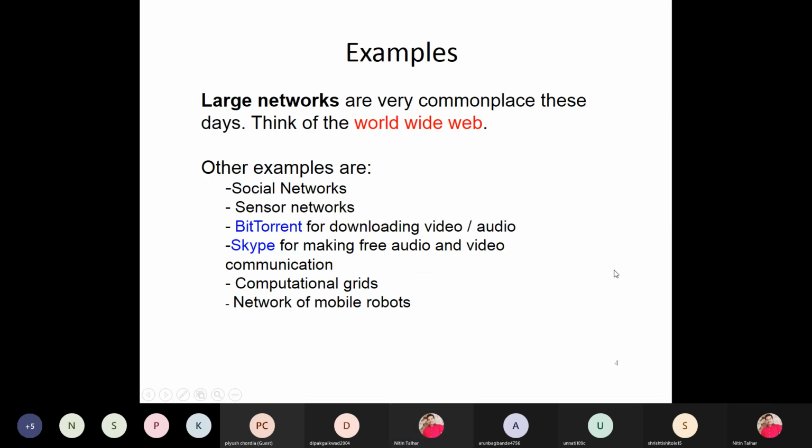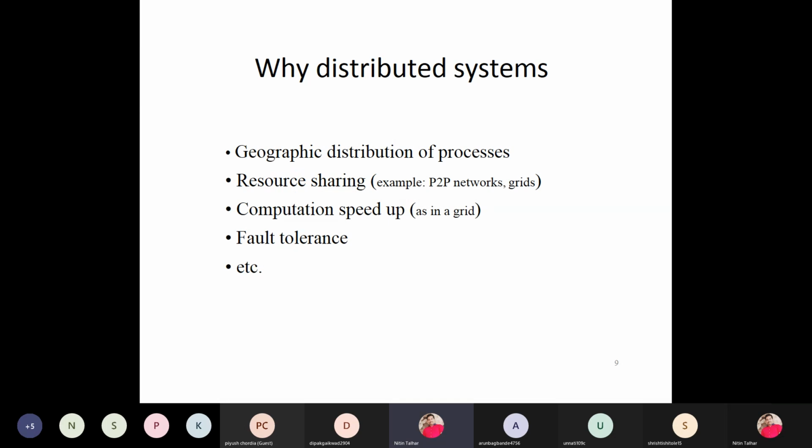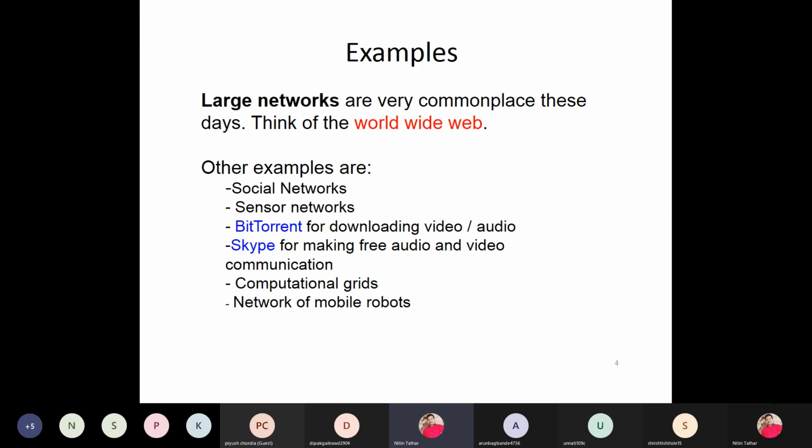Then here in this case, large networks are very commonplace, meaning the World Wide Web, that you know. Some examples are the social network, sensor network, BitTorrent, then Skype, some computational grid, some network of mobile robots. Then video conferencing and live streaming may require some type of servers and nodes to execute that.